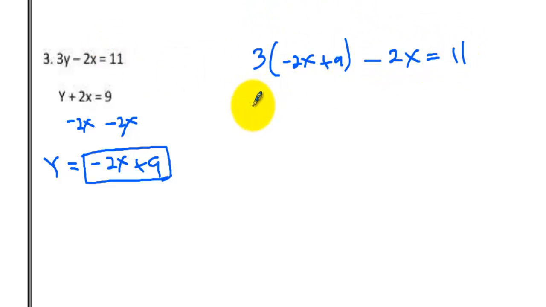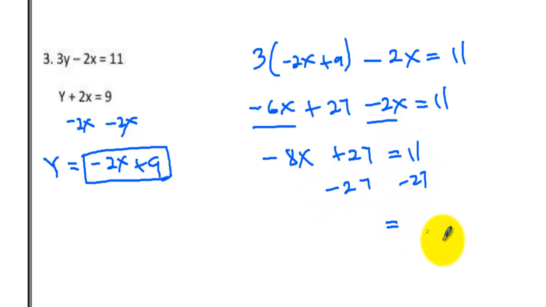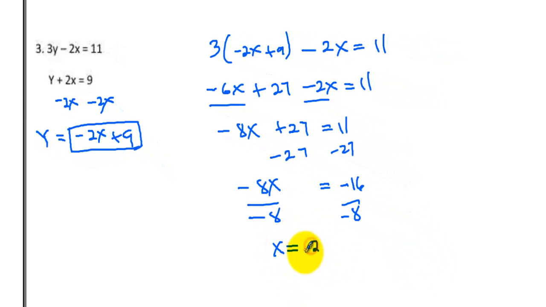So when you distribute, you will get negative 6x. 3 times 9 is 27. Minus 2x equals 11. So combining like terms, I will have negative 8x plus 27 equals 11. Subtract 27 from both sides. We are going to get negative 16. So negative 8x equals negative 16. Divide by negative 8. x is equal to a positive 2.